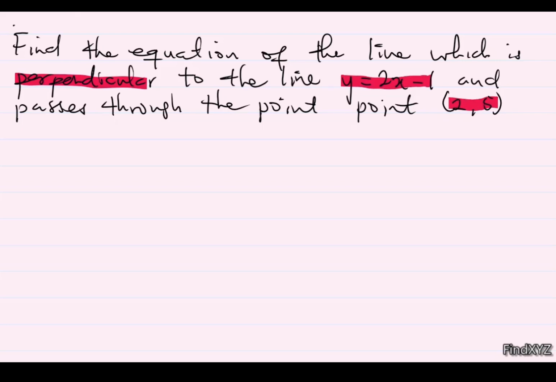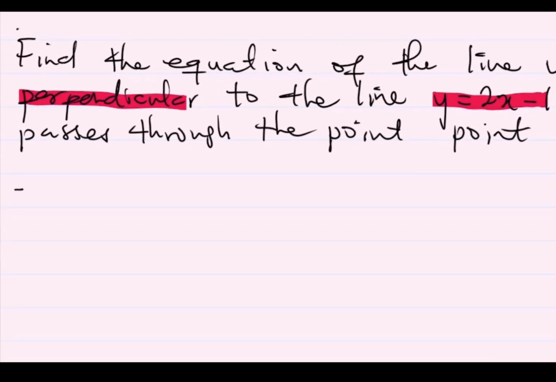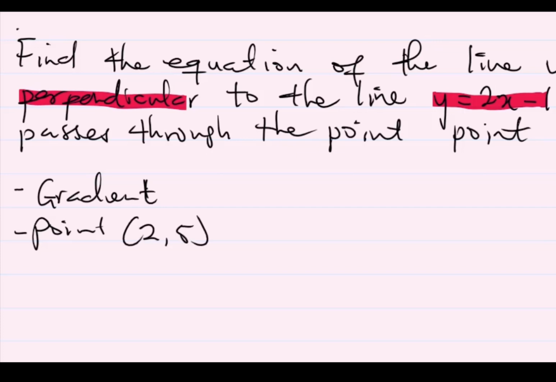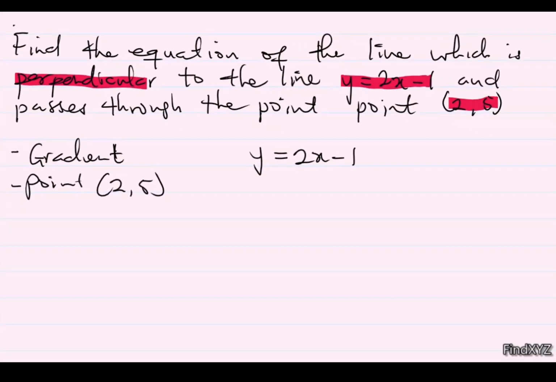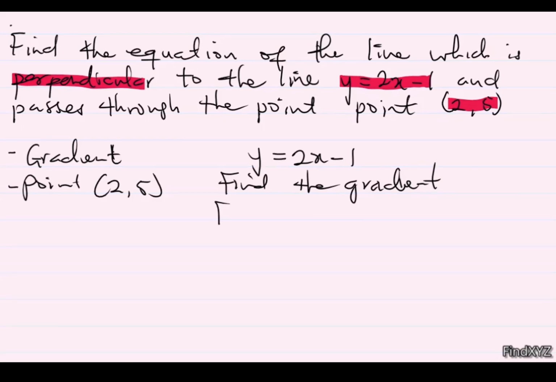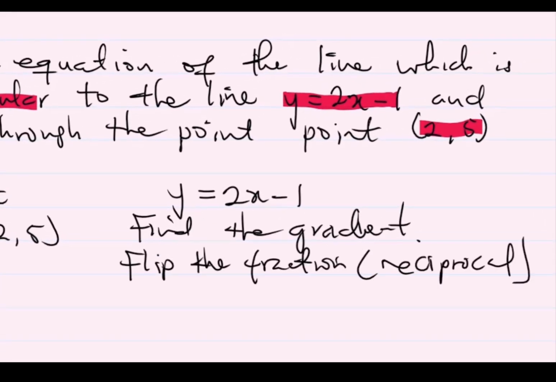Now, whenever you are asked to find the equation of the line, you need two ingredients. You need a gradient of the line and you need a point on the line. You have been given the point which is 2, 5. However, we don't know the gradient yet, but we are told it is perpendicular to the line y is equal to 2x minus 1. Now, when two lines are perpendicular, it means that you take the negative reciprocal, you flip the fraction, then you change the sign. So let me write it here. Find the gradient first. Then after finding the gradient, because they are perpendicular, you flip the fraction. That is reciprocal. Then you change the sign.